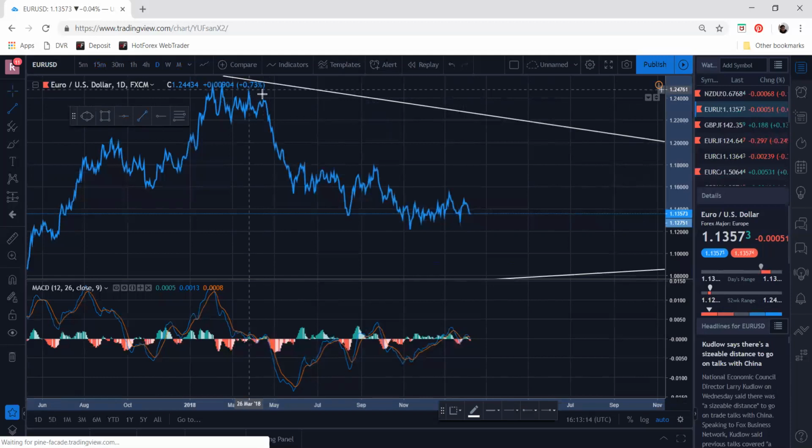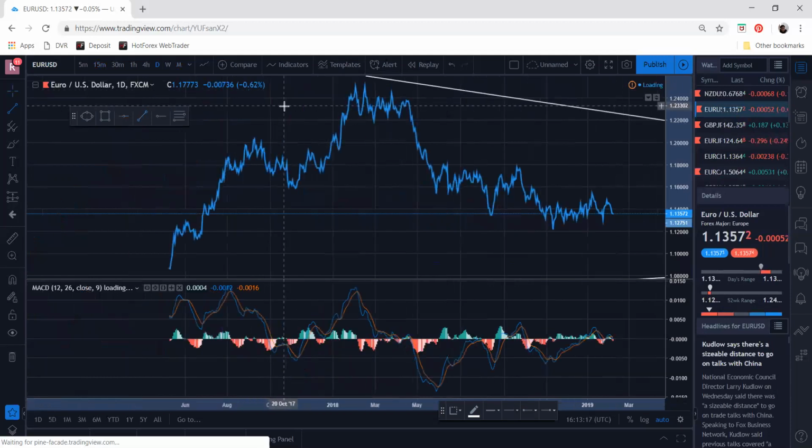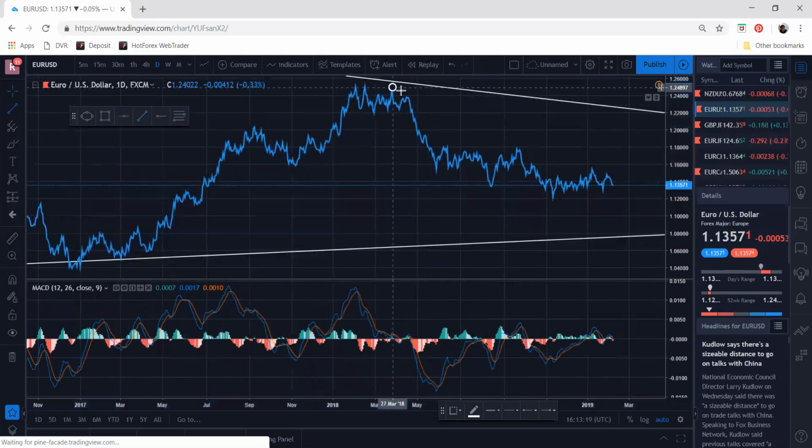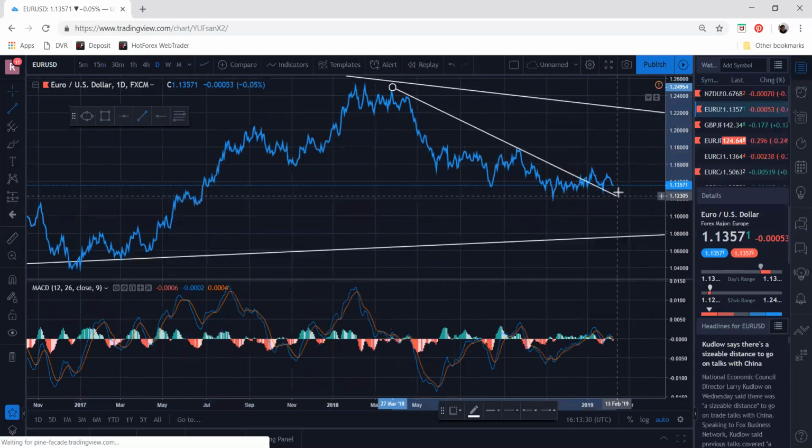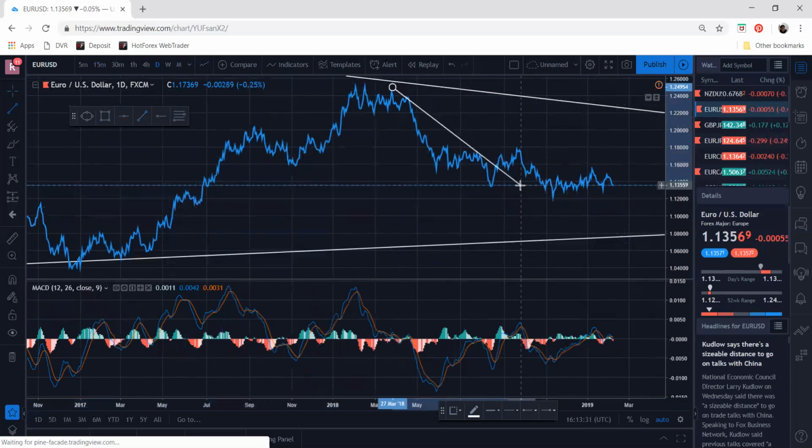So, for example, you can draw a trend line. It's reaching 2 or more points. Remember, you're not drawing the trend line here, you're not drawing the trend line there. You're drawing your trend line at the top.